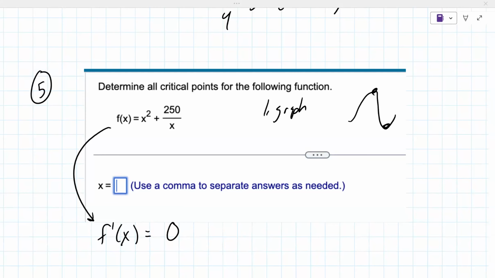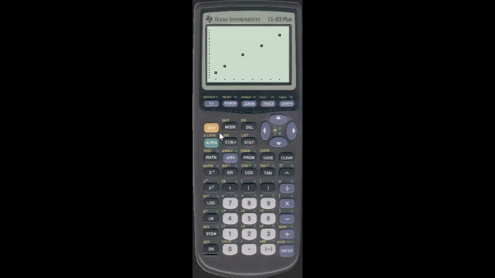Let me go to my TI-83 here and see if I can help. I got to do a little cleanup here because it's helping another student and you don't need to see stuff that they're doing.